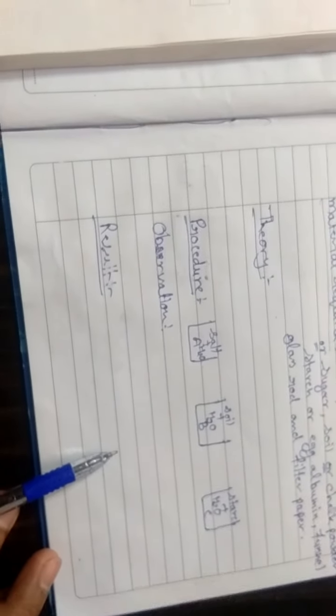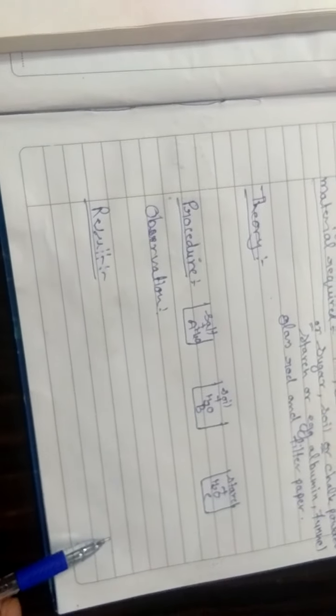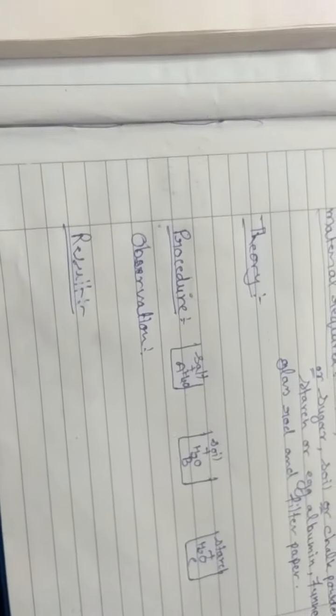Afterward, the same observations we will write in our description. Then finally we will conclude that in the first beaker we have observed the property of the true solution. In the second beaker B, we have observed the property of suspension, and in the third beaker we have observed the property of colloidal solution. So this is our complete experiment, a science activity. Okay.